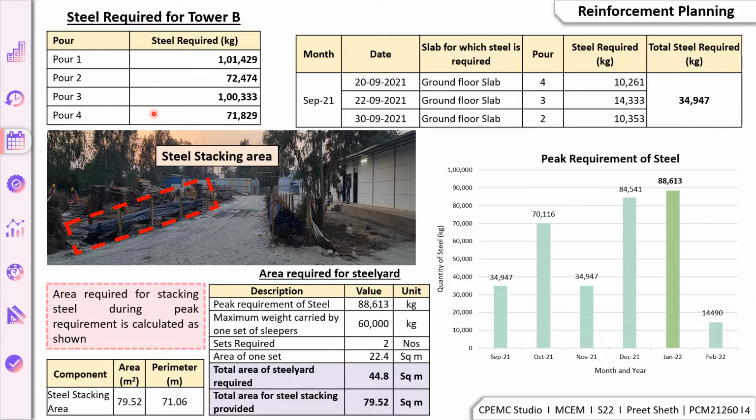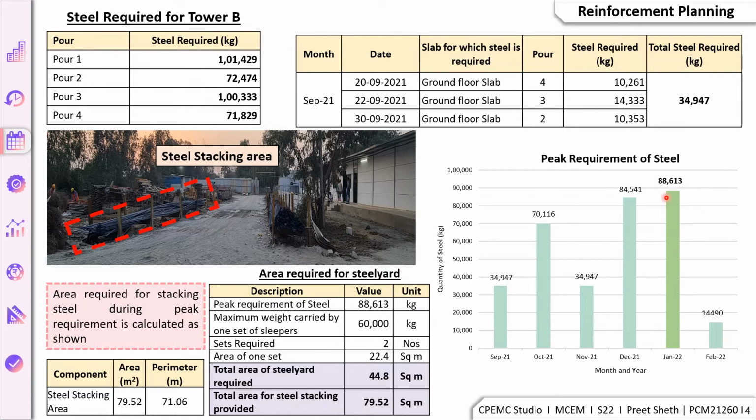Now the peak requirement of steel is calculated, and to calculate the peak requirement of steel from the dates of pour planning, the steel required from September 2021 to February 2022 has been calculated, and it is found that the peak requirement of steel is needed in January 2022, which is 88,613 kgs.